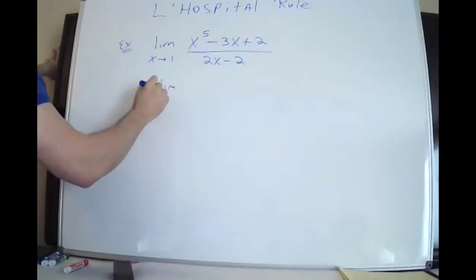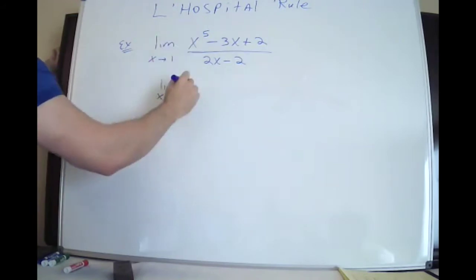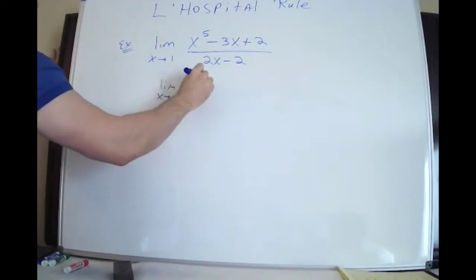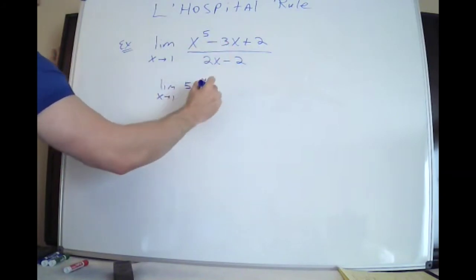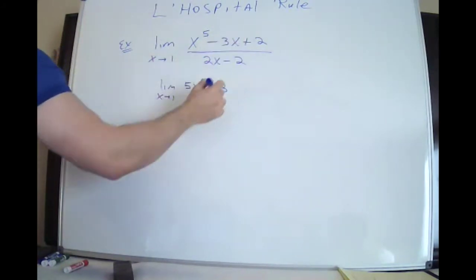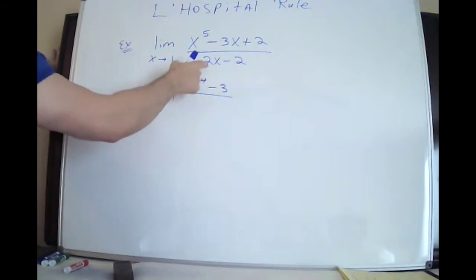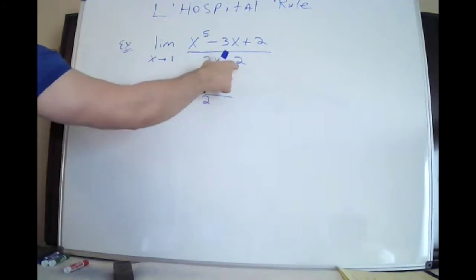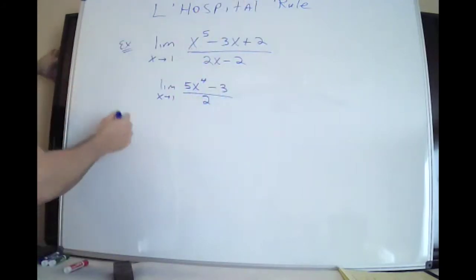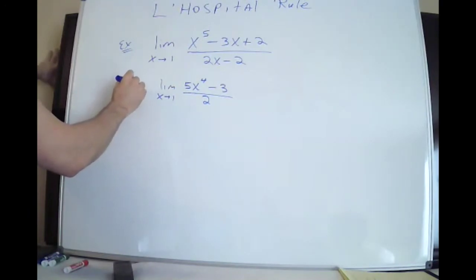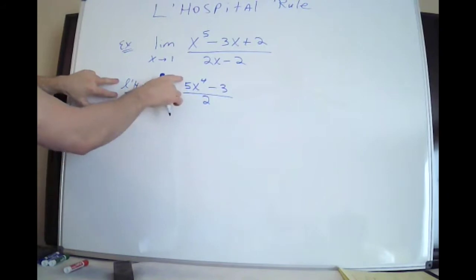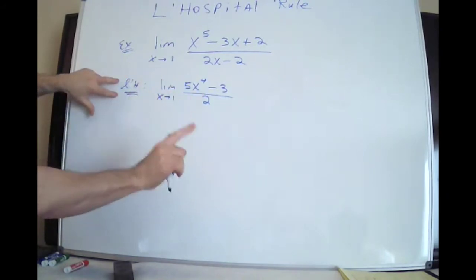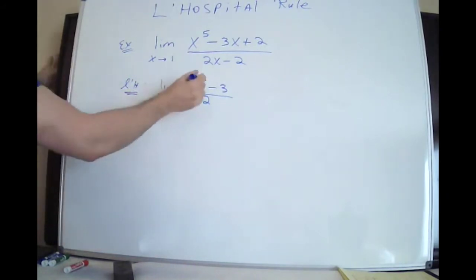So L'Hôpital's rule says take the derivative of the top, which is 5x to the 4th, right? Multiplied by the power, subtracting them. The derivative of anything times x is whatever's in front of it. The derivative of 2 is a constant, so it's 0. Derivative of 2x is 2. Derivative of that is 0. This is L'Hôpital, right? Derivative top, derivative bottom. Not quotient rule. You just take derivative, derivative.